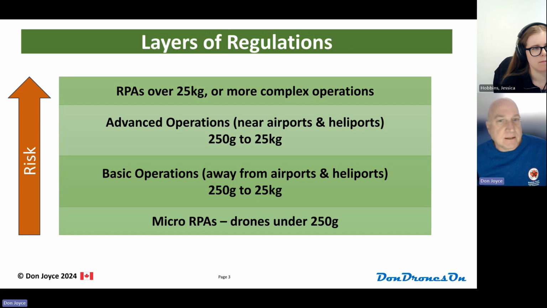If we look at the layers of the regulations, they basically break down into four chunks. At the bottom, the lowest risk types of activities are done by what they call micro drones, which are drones under 250 grams, often called sub 250 gram drones. The next layer up is a group of operations or types of flights called basic operations. To summarize those, they're when you're flying well away from airports and heliports and relatively far away from people, and that's with any drone between 250 grams and 25 kilograms.